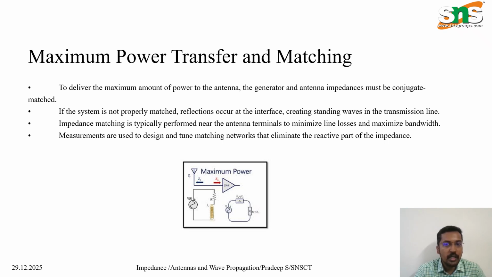If matching is poor, reflections occur and standing waves are formed in the transmission line. Matching networks are designed near the antenna terminals to reduce reflections, improve bandwidth, and eliminate unwanted reactance.